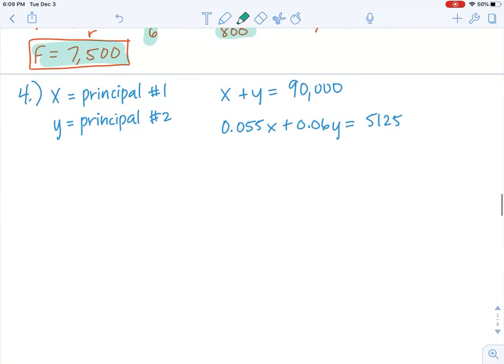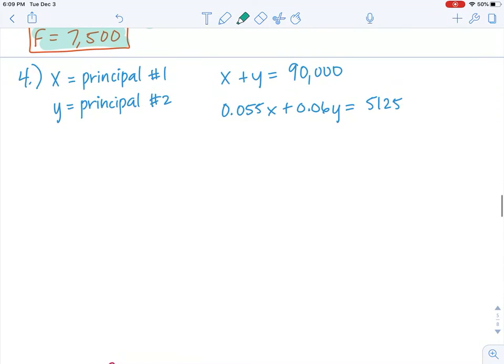The next one, we have to set up a system of equations. We need two different principals split up between two different interest rates. So I've let X be principal number 1, and I've let Y be principal number 2. So we know that together, X plus Y makes a total of $90,000 because the realtor borrowed a $90,000 loan.